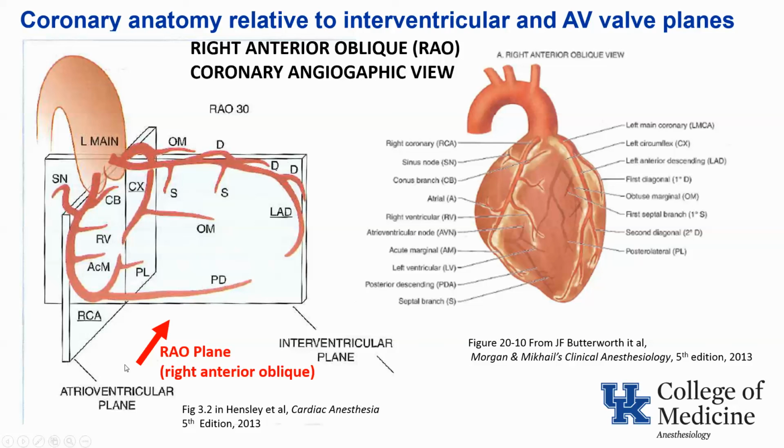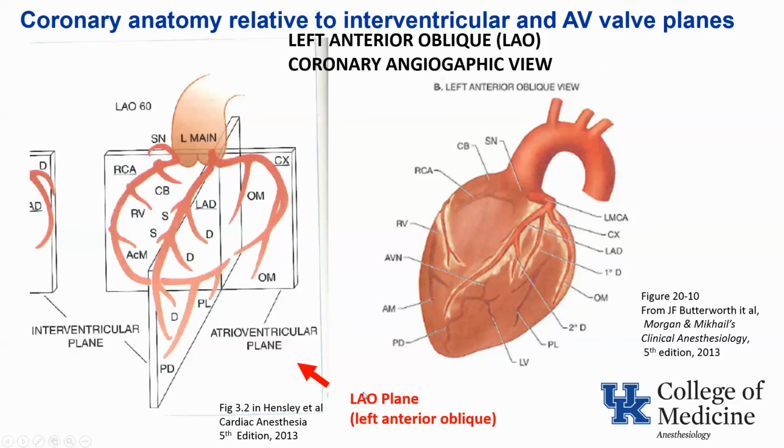There are two main views that are used to depict coronary angiograms. One is the right anterior oblique view, which comes in this direction and is also illustrated on this view of the surface of the heart. The other view is the left anterior oblique view, which comes in from the left anterior oblique region, and this shows the epicardial anatomy of the heart as viewed from the LAO plane.